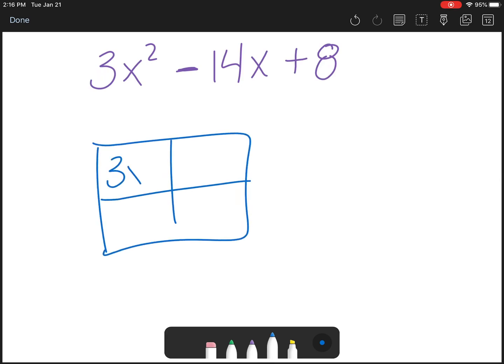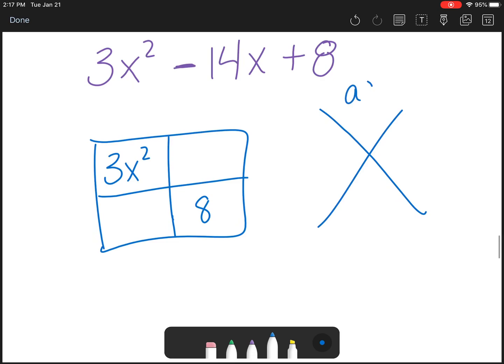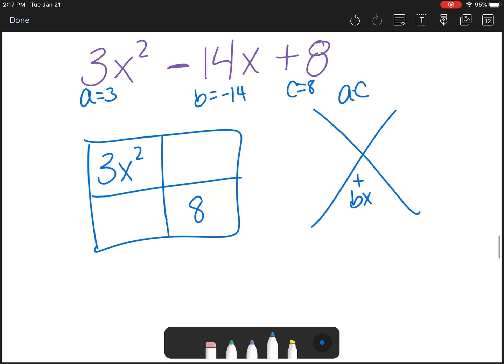Now it'd be a good idea to pause and see if you can factor this trinomial for yourself. We want two numbers that multiply to be a times c and add to be b x. Well, in this case, a is 3, b is a -14, and c is a +8. 3 times 8 is 24, and -14. So we want two numbers that multiply to be +24 and add to be -14.